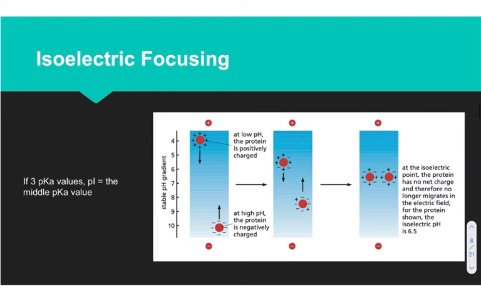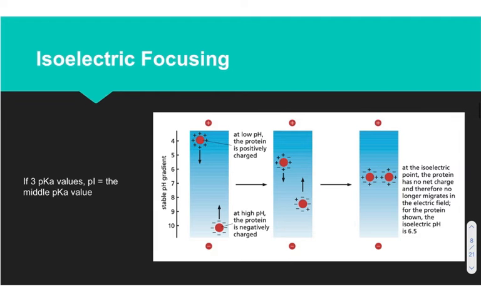on their charge. So in our pH gradient, the negative end is our basic end, and the positive end is our acidic end. And what we're looking for is our protein to travel to its isoelectric point, which means the pH at which the protein is electrically neutral.